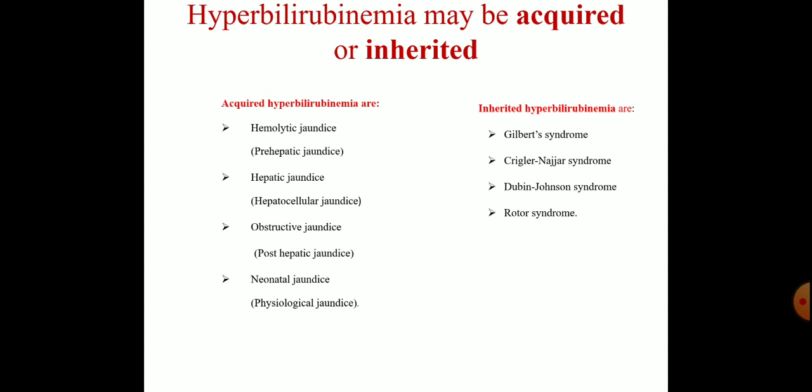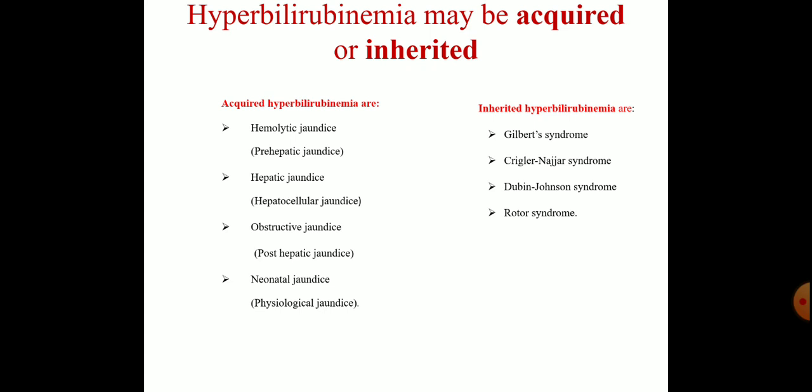Hyperbilirubinemia may be of two different types, that is, acquired or inherited. Acquired hyperbilirubinemia may be due to food habits, lifestyle or physiological conditions. Inherited bilirubinemias are inherited genetically from the parents. Let us see and compare both of them.